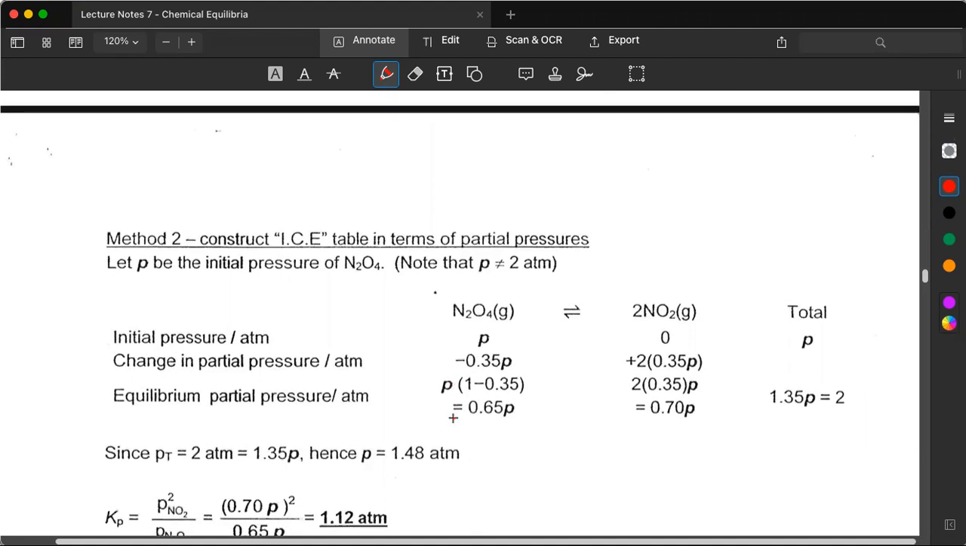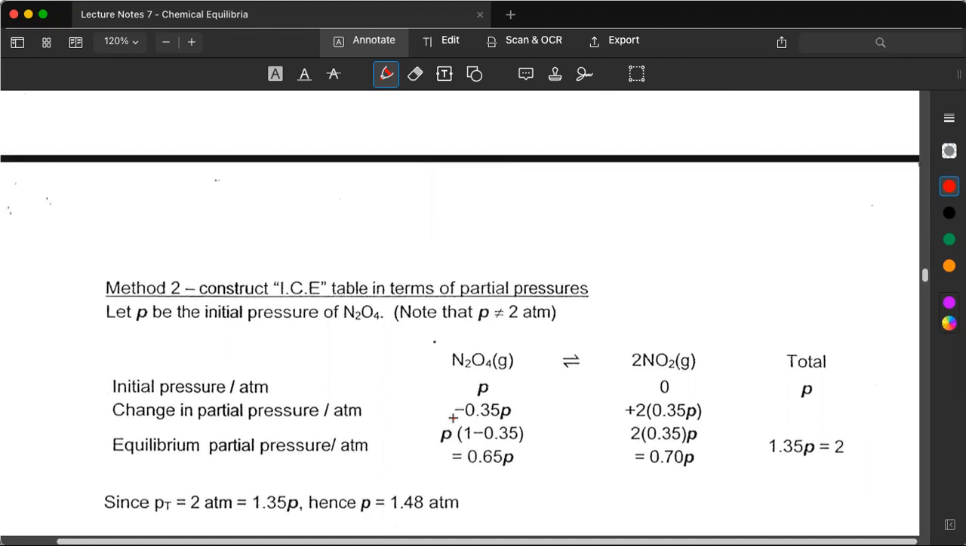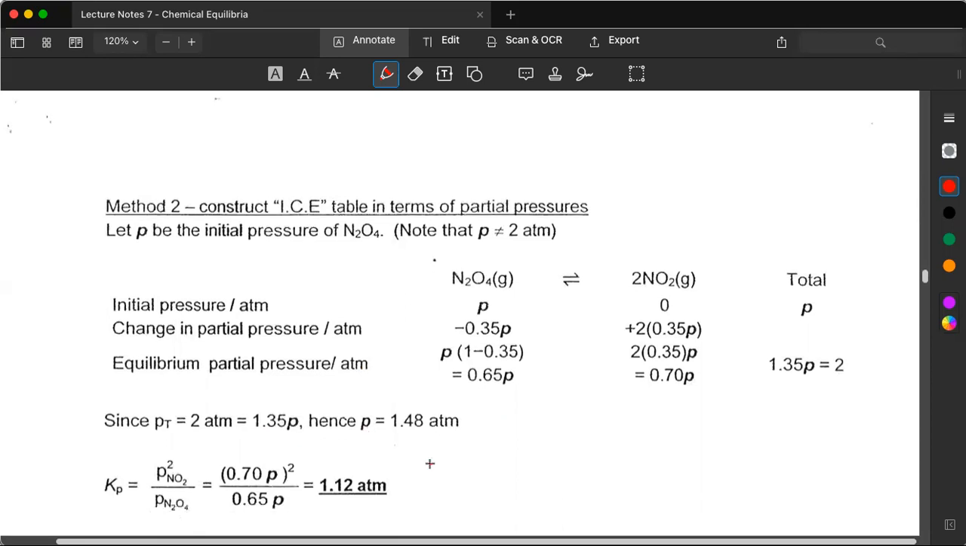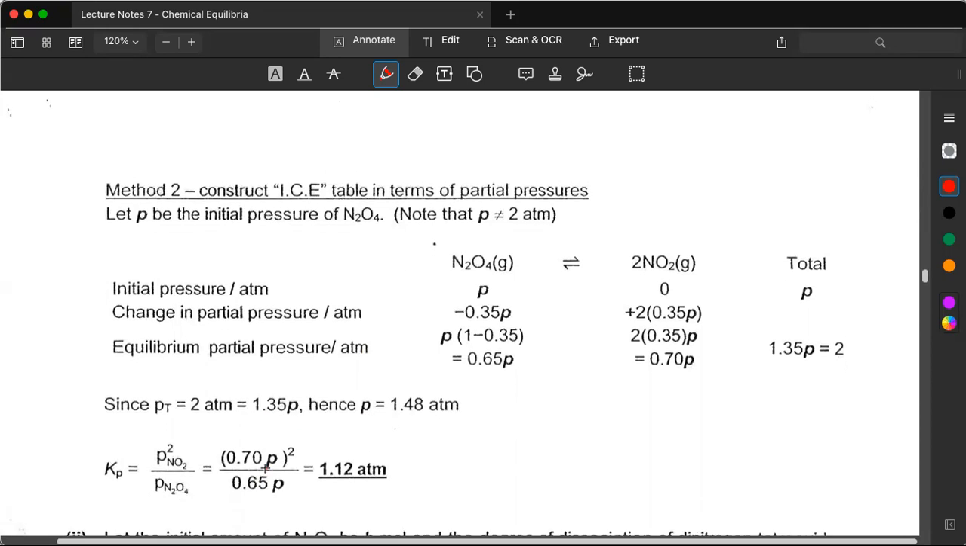So you can just, this is actually shorter. You have P0, then they say 35%. Pressure and mole are proportional, partial pressure and mole. After that, minus 0.35 times 2. Then after that, it's just 1 minus this, 0.65, 0.70. Then add together is equal to 2. Then you can find what is P. And then you just have to sub in here to get the answer.